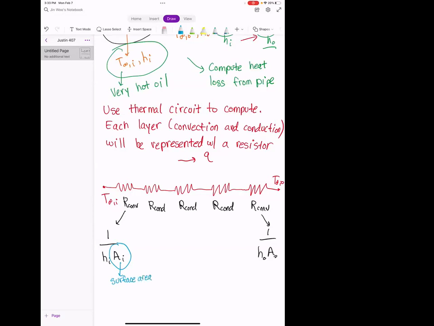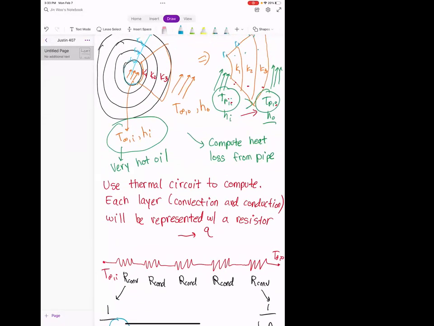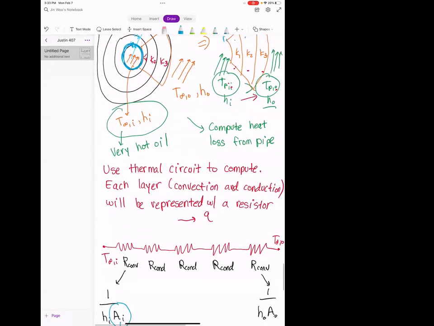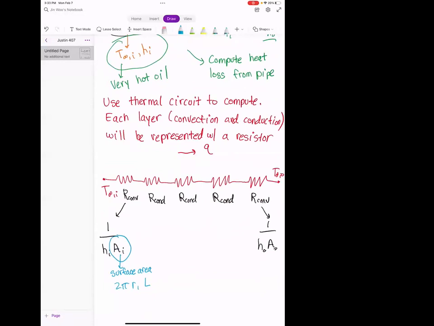Right. And so remember, the way that we compute surface area is we take the perimeter of the circle. And so in this case, since we're doing the convection for the inner radius here, we're going to do 2 pi times the innermost radius, which is R1, okay, multiplied by L, which is the length of the pipe. Assume that I gave you the length of the pipe. I'm not sure if I said it yet, but we can assume that we know it. Okay. And then we can do the same thing for the outer surface area too. Okay.